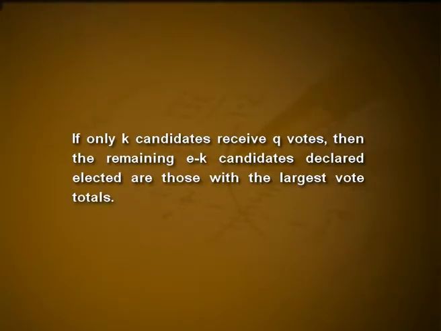The process continues, including transfer of surpluses created by the elimination of the candidates, until either E candidates have been declared elected by receiving q votes, or until further elimination will no longer affect those to be ultimately elected. If only k candidates receive q votes, then the remaining E minus k candidates declared elected are those with the largest vote totals. The fact that proportional representation is usually obtained is related to Theorem 2.